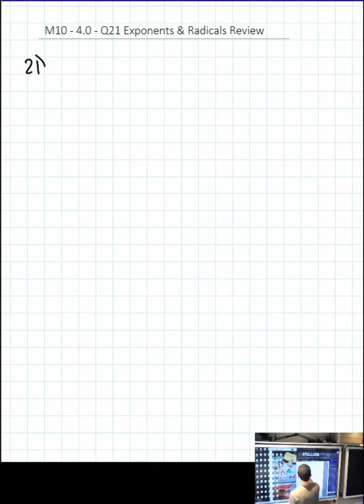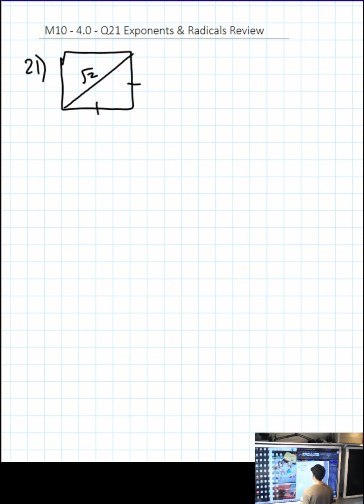Okay, question 21. Find the area of the square. So let's take a square with equal length and a diagonal of root 2. Find the area of this square. So first of all, the formula for area is length times width, but specifically in a square with the same side lengths, we get A equals S squared.